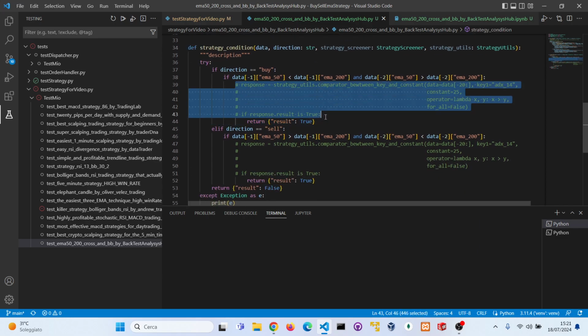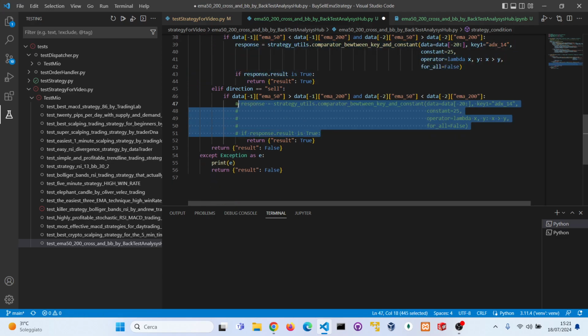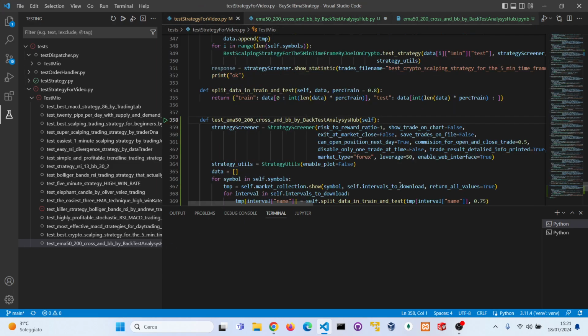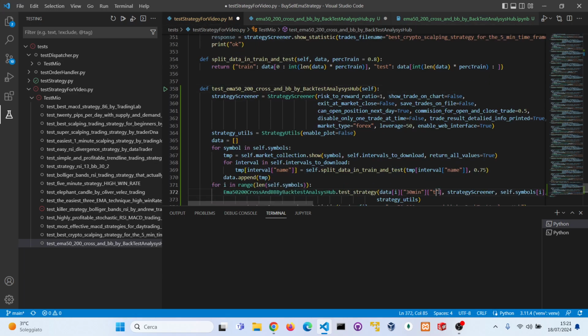Let's try this criterion on the strategy and see if it's really profitable or not. So let me uncomment this line and this line. Basically, here I'm checking that at least one candle in the last 20 has an ADX above 25. So here I'm checking that the result is true. And now let's run the strategy again and see how it performs.